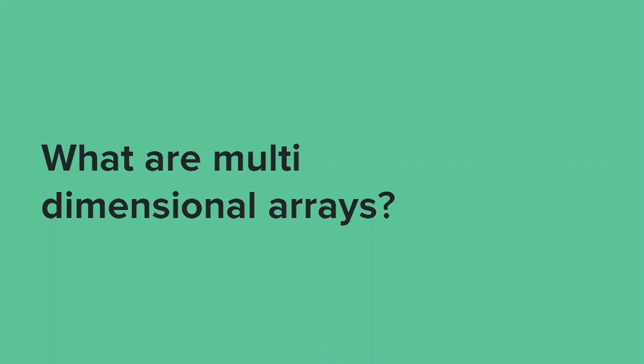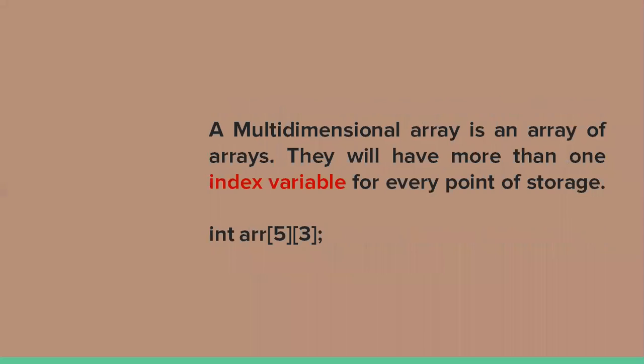What are multi-dimensional arrays? A multi-dimensional array is an array of arrays, and they will have more than one index variable for every point of storage. You can see an example that the array 5 of 3 is a two-dimensional array. There are two index variables telling the size of the array there.